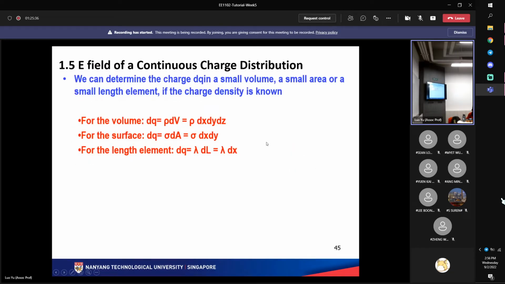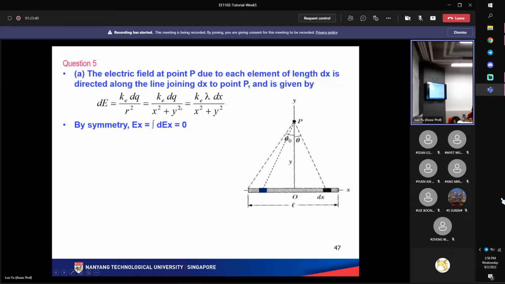Remember this? Lambda times dx. So once you write dq as lambda times dx, you also need to change r as a function of x. So r squared is actually equal to y squared plus x squared. Now I have written dE purely as a function of x and y.